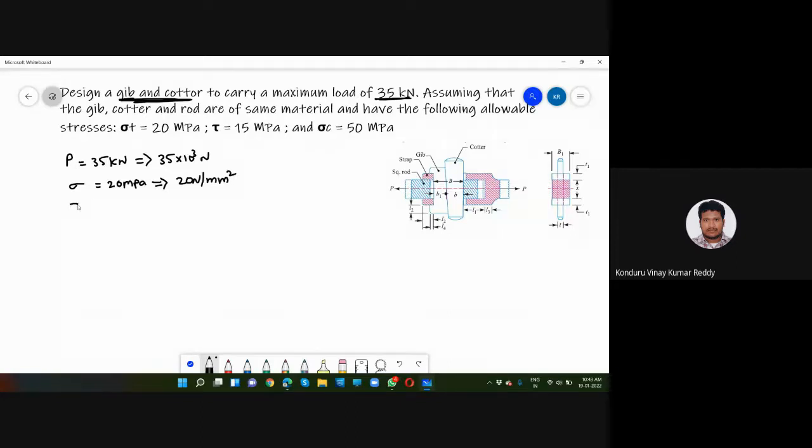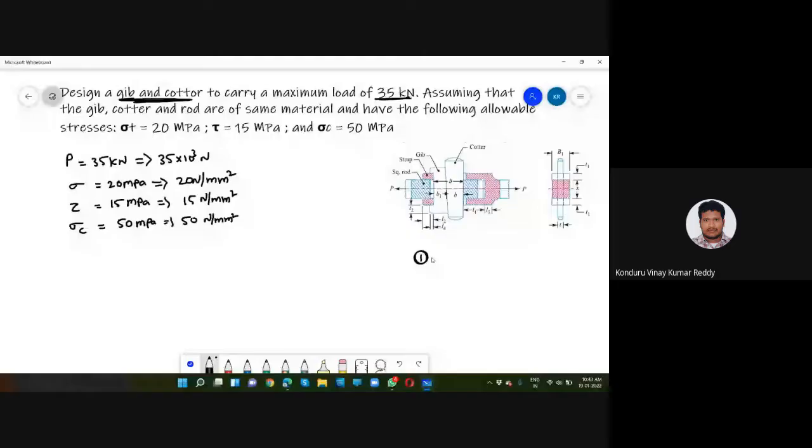Similarly, shear stress is equal to 15 megapascal, which is 15 newton per millimeter square, and crushing is 15 newton per millimeter square. Okay, this has been provided in the question.